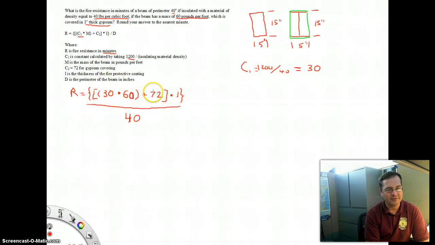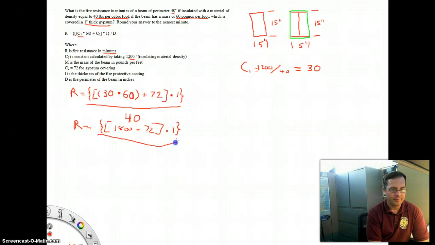So you'll notice that we've replaced all of the letters with numbers. Now it's just time to turn the crank on this. So R equals, well, 30 times 60, that's 1800. So we'll draw our brackets. 1800 plus 72 times 1, all over 40. Well, 1800 plus 72 is just 1872, and times 1 is just 1872. So again, we end up with the resistance of this beam is 1872 over 40.